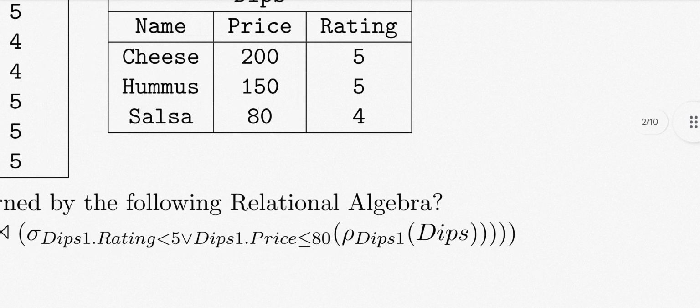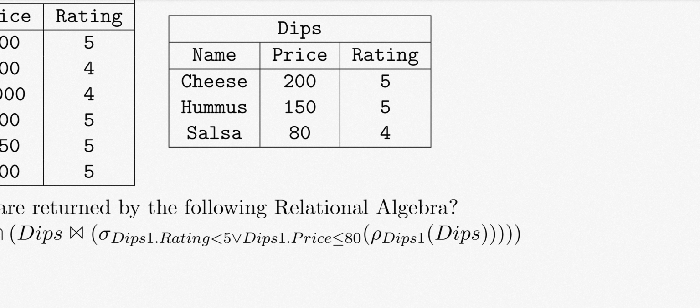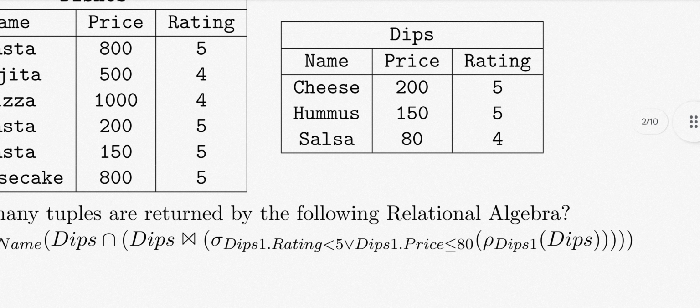From that dips 1, we select tuples where dips dot rating is less than 5 or dips 1 dot price is less or equal to 80. The only tuple that exists in dips 1 is salsa 84. So only one tuple will be selected. Now join that only tuple with dips.